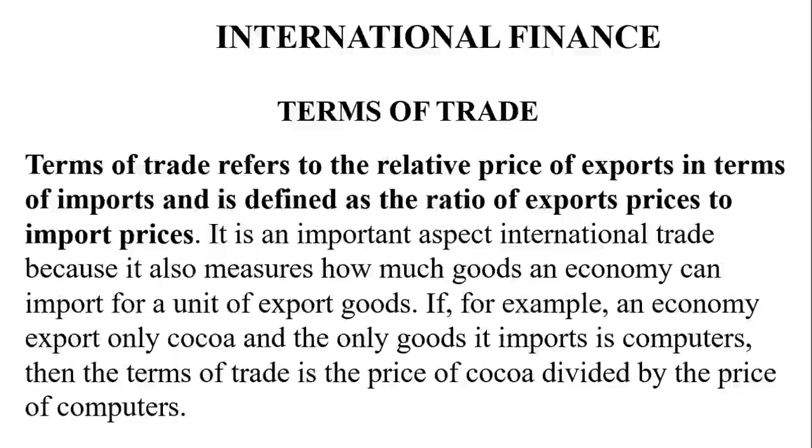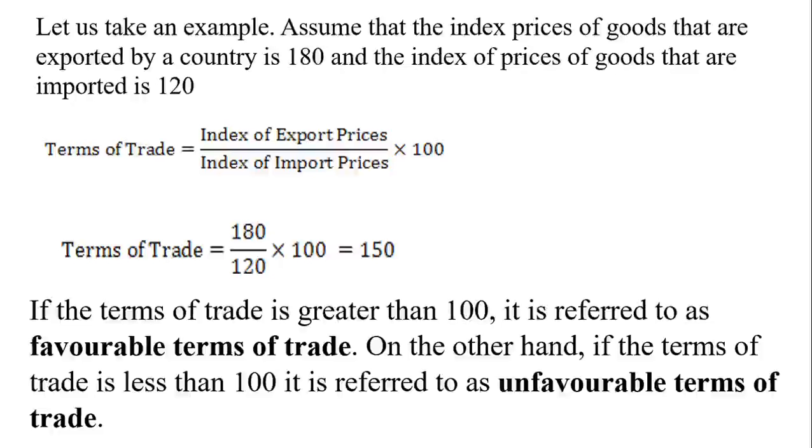So let's define terms of trade. Terms of trade refers to the relative price of exports in terms of imports, and is defined as the ratio of export prices to import prices. And this is the illustration we have given in the calculation. So typically, terms of trade has a particular formula, and this is the formula: index of export prices divided by index of import prices times 100.